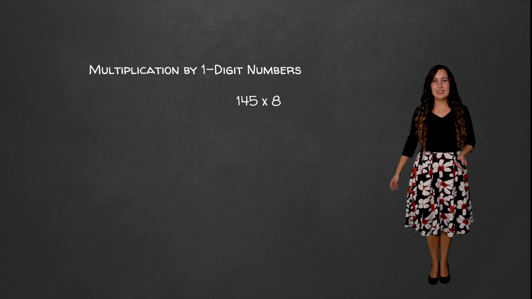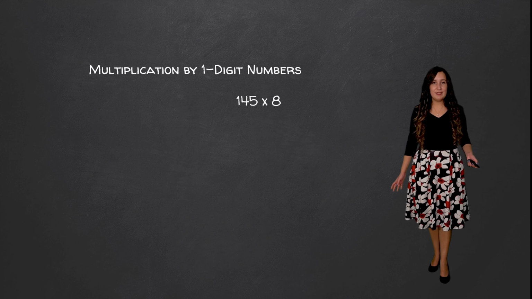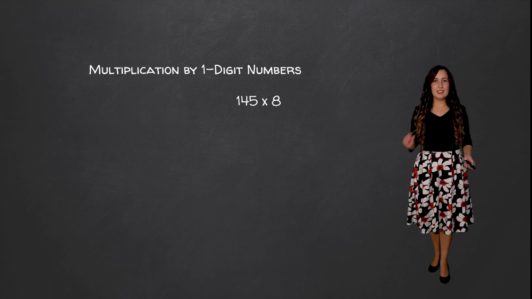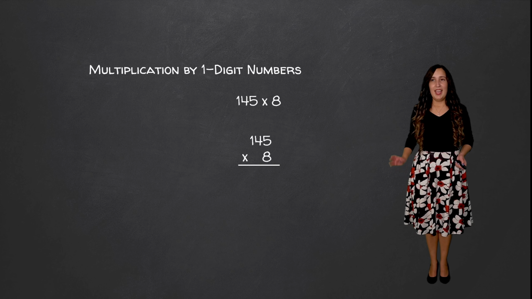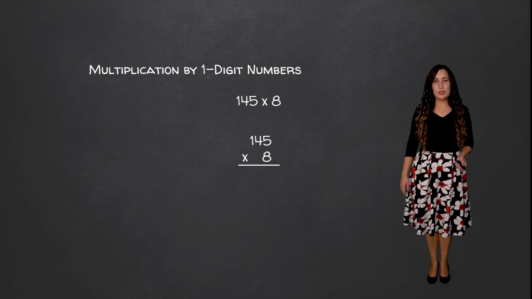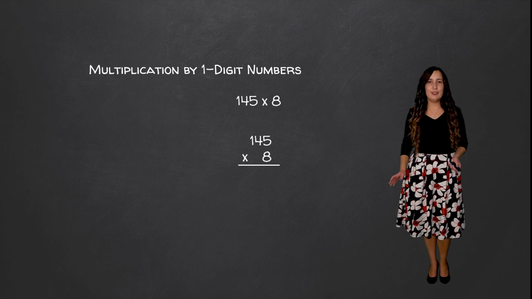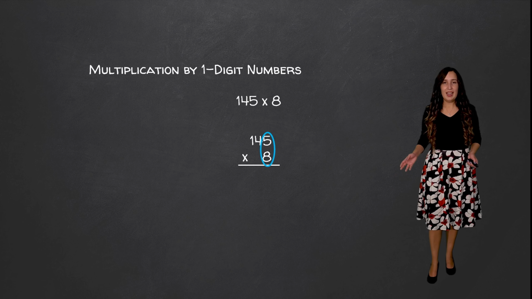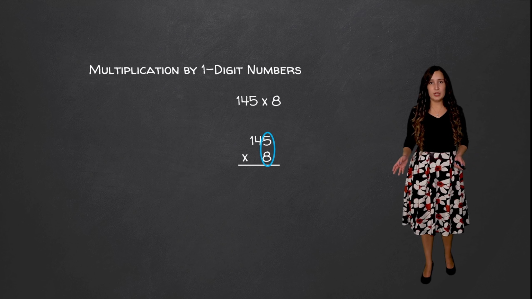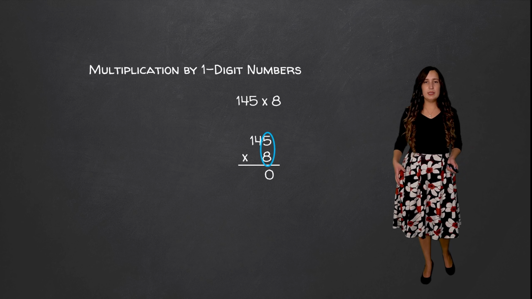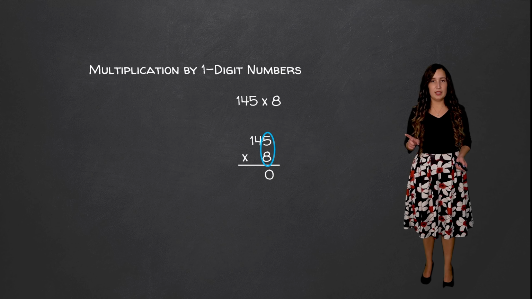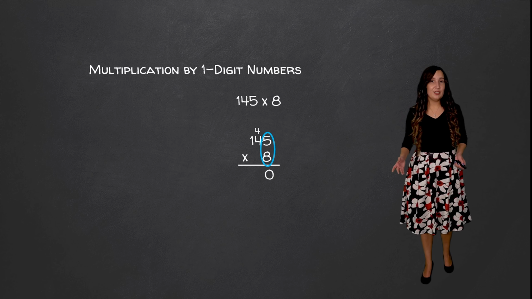Moving on to my next example, I have 145 times 8. Again, to make our lives a little easier, we're going to write this problem vertically. And we're going to take our bottom value, which is 8, and multiply it by every value above it. So we're going to start off with 8 times 5. 8 times 5 is equal to 40. So we're going to bring down our 0, and because 40 doesn't fit in our ones place, we're going to carry over the 4. So it's going to go above the other 4.